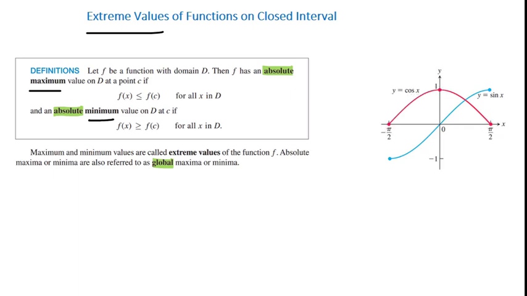So now we'll take a look at another example. This is our sine graph, again on the closed interval. And notice the highest point on this blue graph occurs right here at pi over 2, and the lowest point occurs over here at negative pi over 2. So that's where our absolute max and min occur.